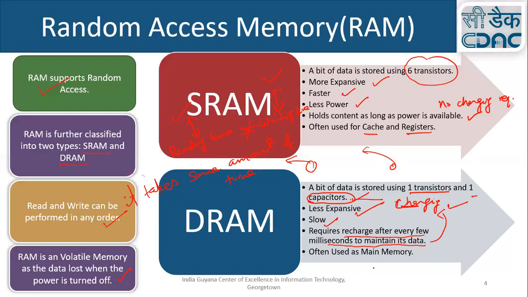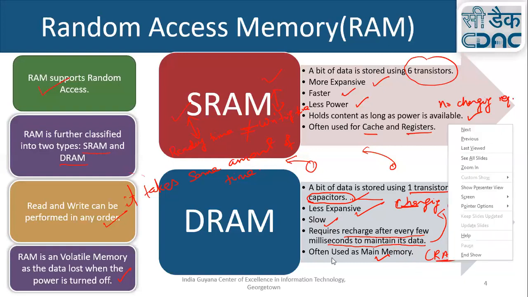This is often used as the main memory, and this is also known as RAM. See this difference here. This is a RAM, a type of random access memory.